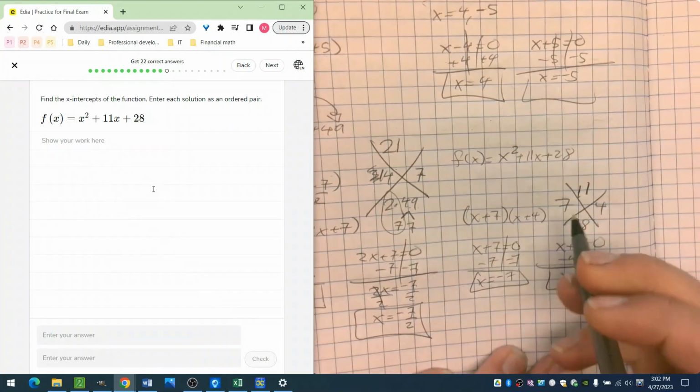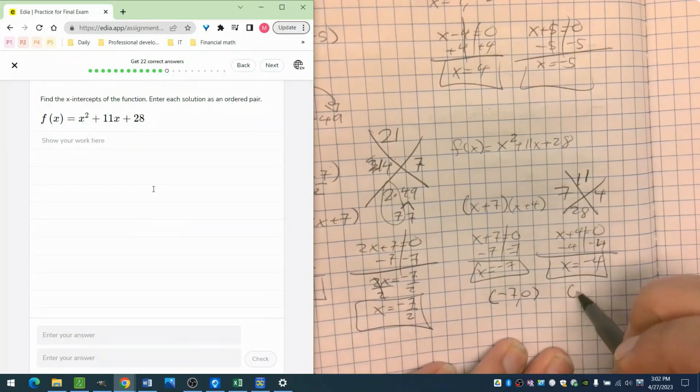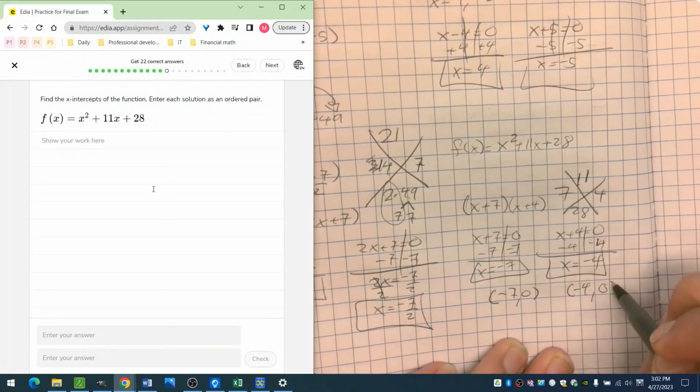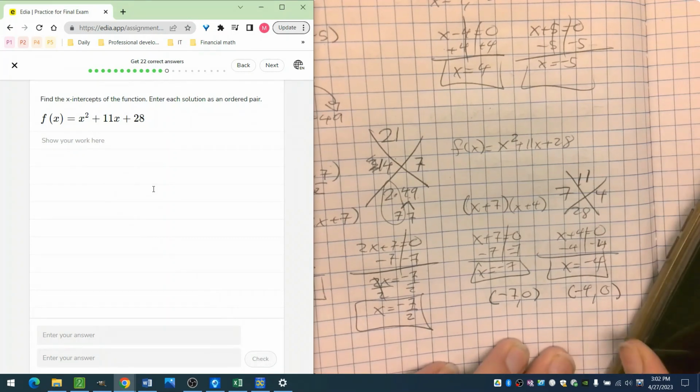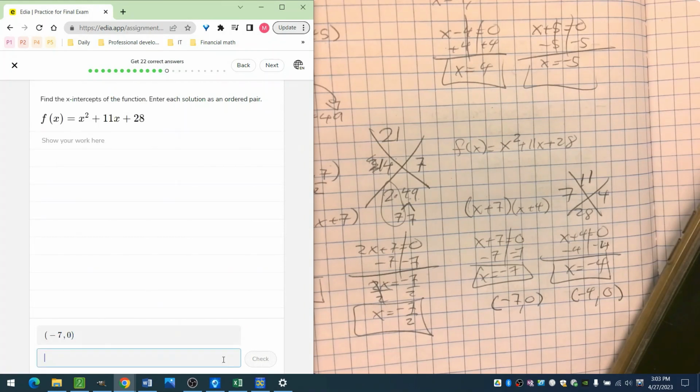Now these are the answers, but it wants it as an intercept, so you're going to put it in a point. This is the x value, and the y value is 0 because you're on the x-axis. So make sure you have those parentheses. Make sure you have that comma. Make sure you have all the formatting right.